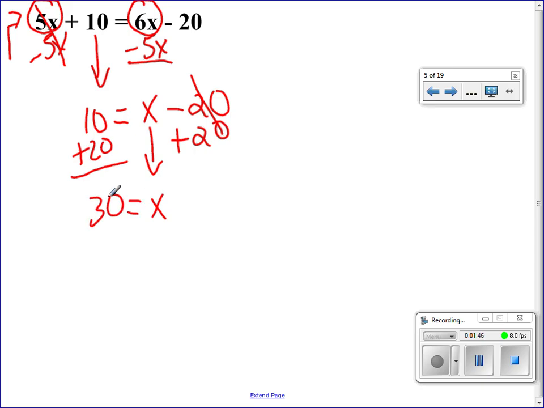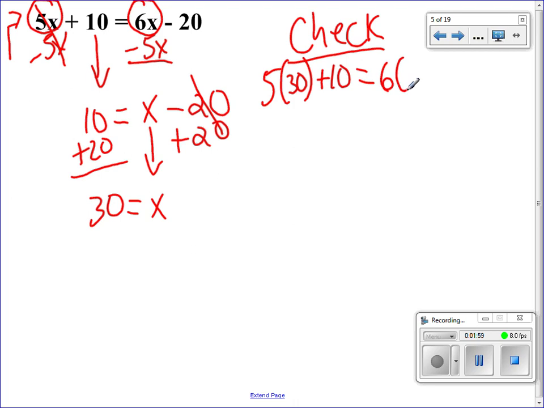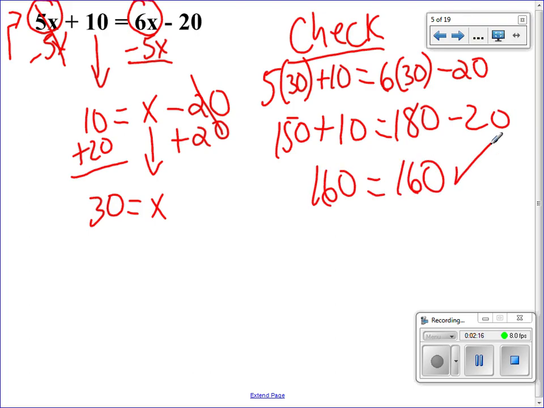x equals 30. That is the only answer that we can substitute into the equation that will make the two sides equal. Let's check that. 5 times 30 plus 10 equals 6 times 30 minus 20. I substituted the x value into the original equation. 150 plus 10 equals 180 minus 20. 160 equals 160. That works. Check. The two sides of the equation are equal. They are only equal for x equals 30. So there is one solution.